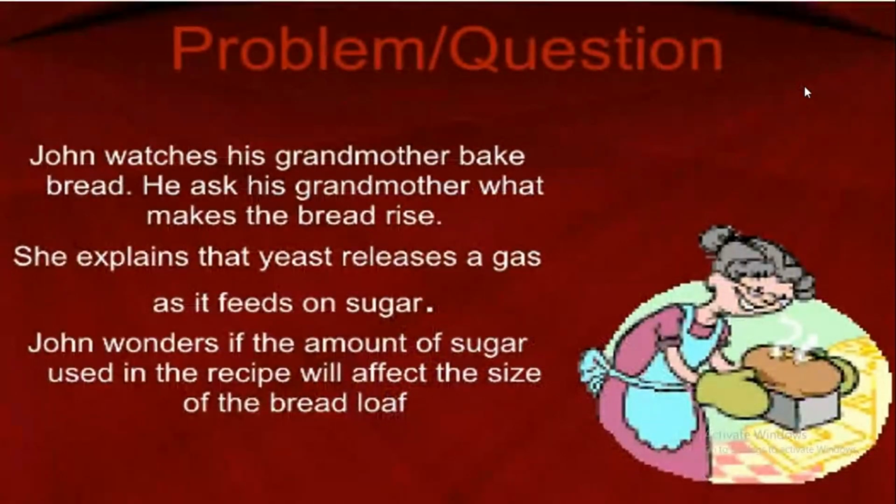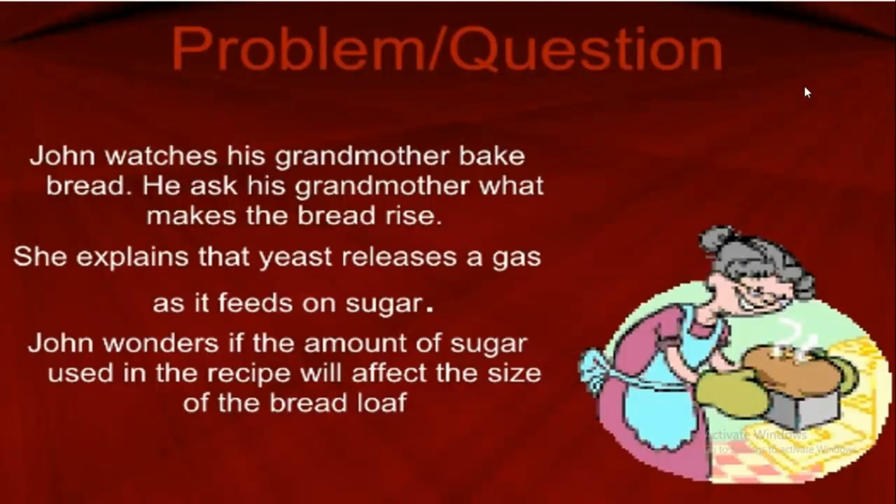So the first example is: John watches his grandmother bake bread. He asks his grandmother what makes the bread rise. She explains that yeast releases a gas as it feeds on sugar. John wonders if the amount of sugar used in the recipe will affect the size of the bread loaf.